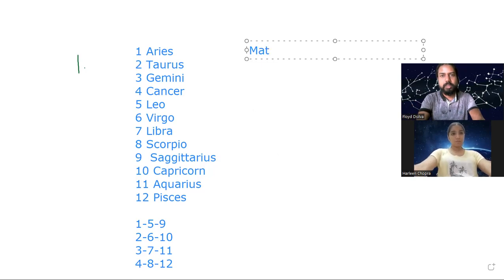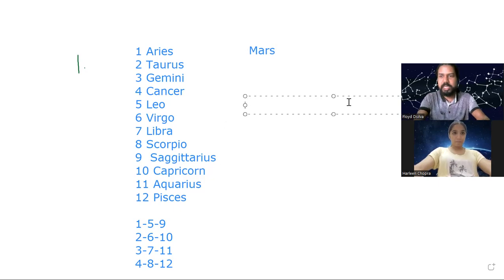Okay. So Mars is the ruler of Aries. Aries is the first sign, and it is ruled by Mars. So it is the sign of action. Okay. Leo is the second sign.